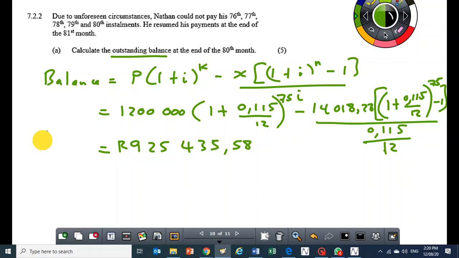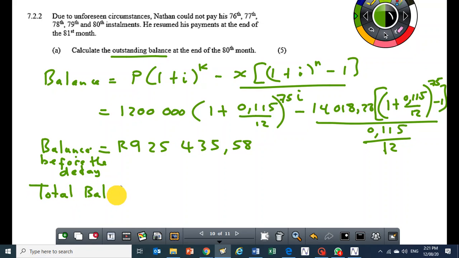Now, this is not the balance outstanding. This is the balance before the delay, so I'll just call it before the stoppage in payments. This is the total balance. This amount, which is the total balance now, includes the interest that accumulates due to the stoppage in payments, which meant that there was a delay.